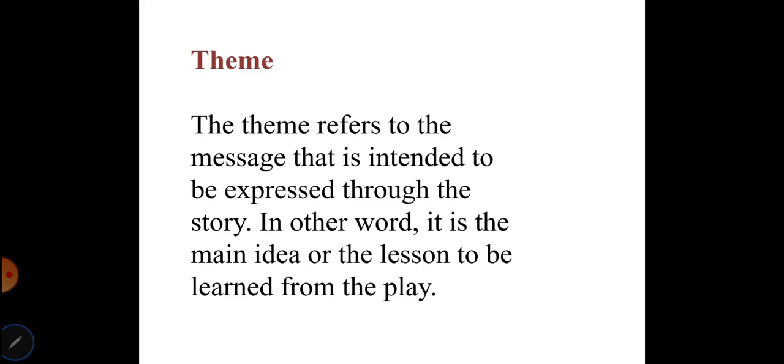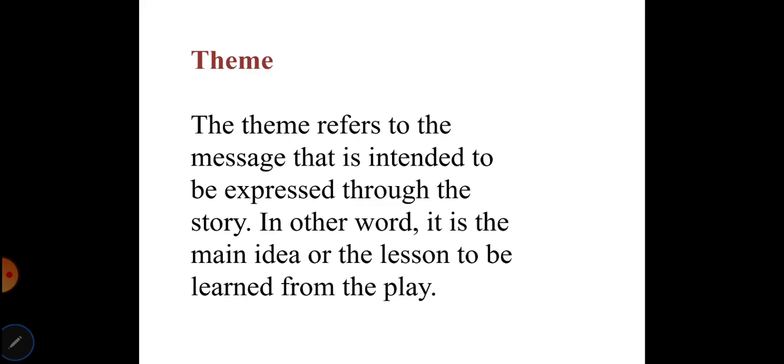What's the theme after all? Yes, it's the message. The theme is actually the message that is intended to be expressed through the story. In other words, it's the main idea or the lesson to be learned from the play.